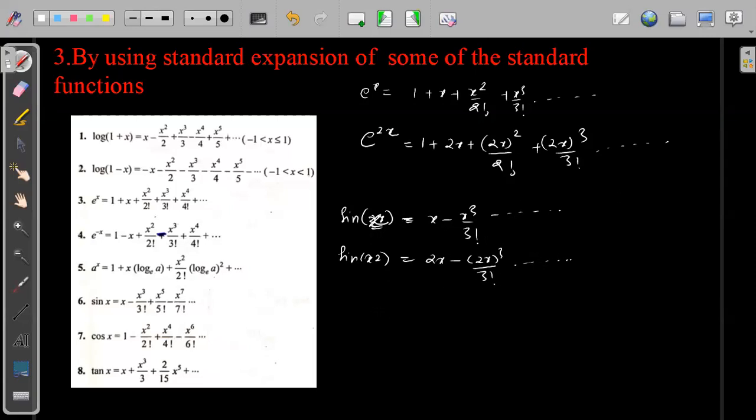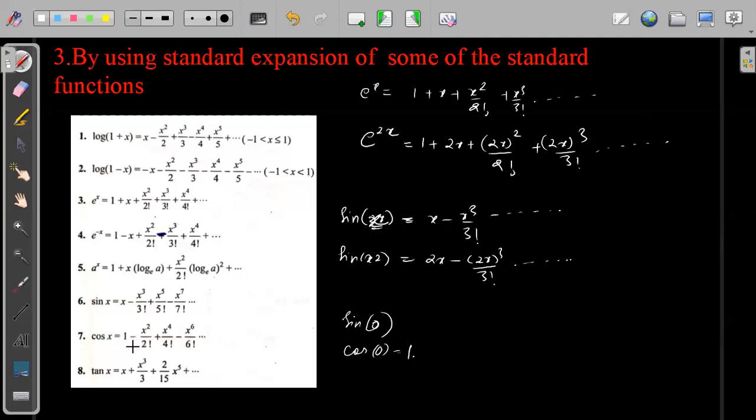How to remember sine? Suppose you forgot, so substitute sine of 0. Sine of 0 will become 0, so sine does not have x to the power 0, but cos will have. Cos of 0 is 1, so the first term of cos is 1. The remaining you can write by yourself.